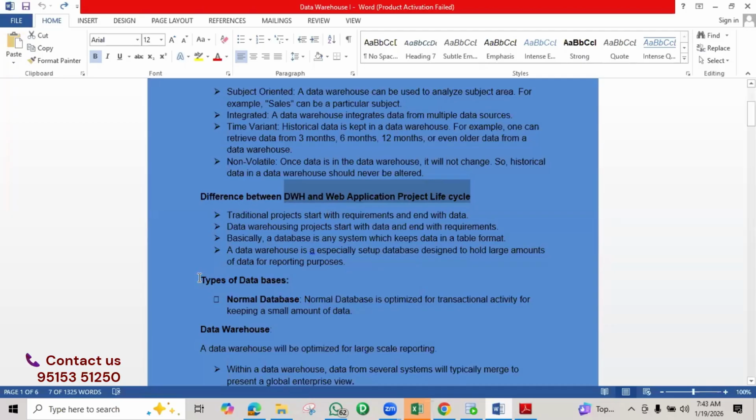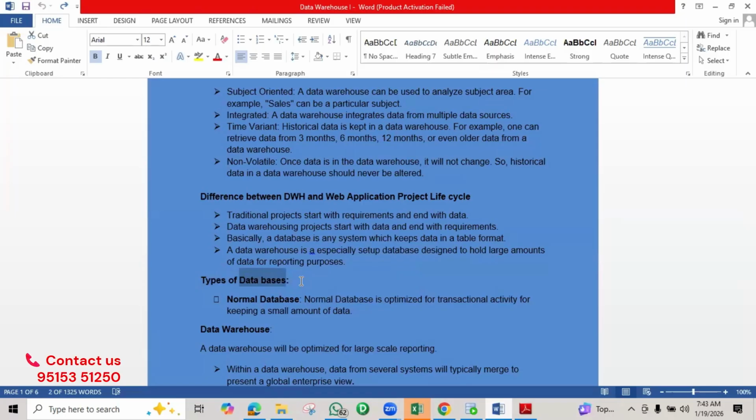Now we are going to start the new thing: types of database. But first understand what we mean by database. From here today we are going to start. So what is a database? First consider one example.